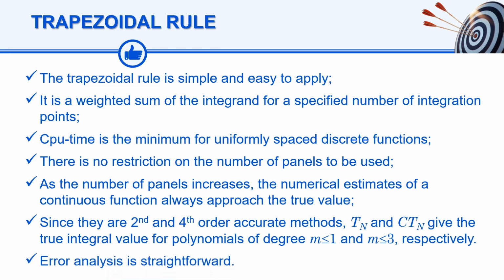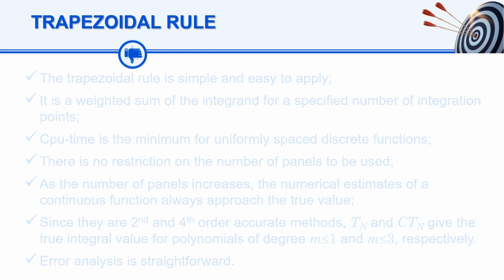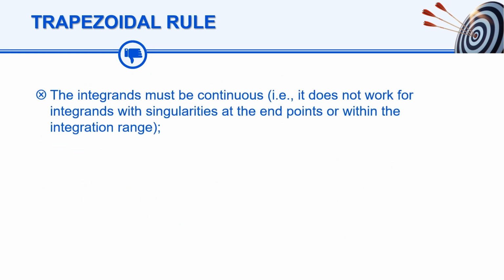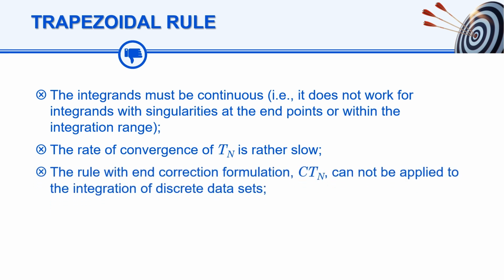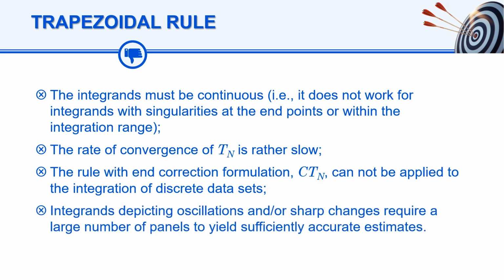Error analysis is straightforward. The disadvantages of the trapezoidal rule are: the integrands must be continuous, i.e., it does not work for integrands with singularities at the endpoints or within the integration range. The rate of convergence of Tn is rather slow. Endpoint correction formulation, CTn, cannot be applied to the integration of discrete data sets. Integrands depicting oscillations or sharp changes require a large number of panels to yield sufficiently accurate estimates.